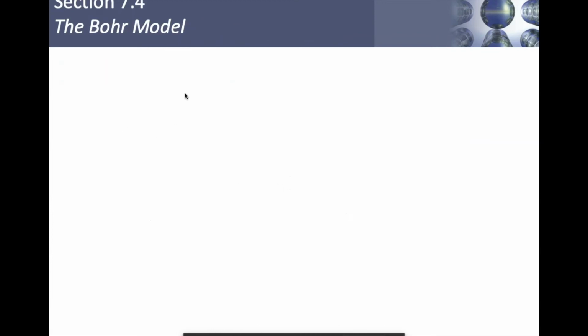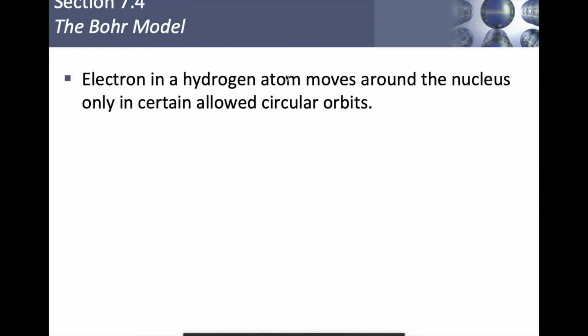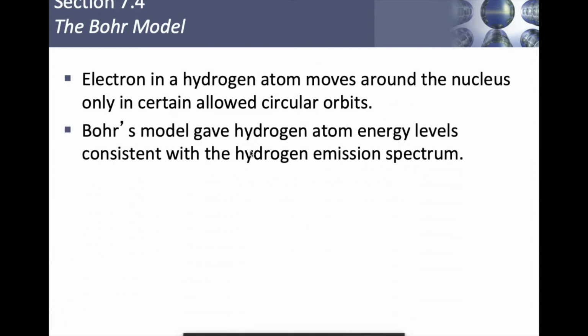So this takes us to the last section we're going to cover today, which is section 7.4, the Bohr model. So electrons in a hydrogen atom, according to Bohr, move around the nucleus, and only certain circular orbits are allowed. So Bohr's model actually gave hydrogen atoms energy levels. And so the energy levels were consistent with the hydrogen emission spectrum.